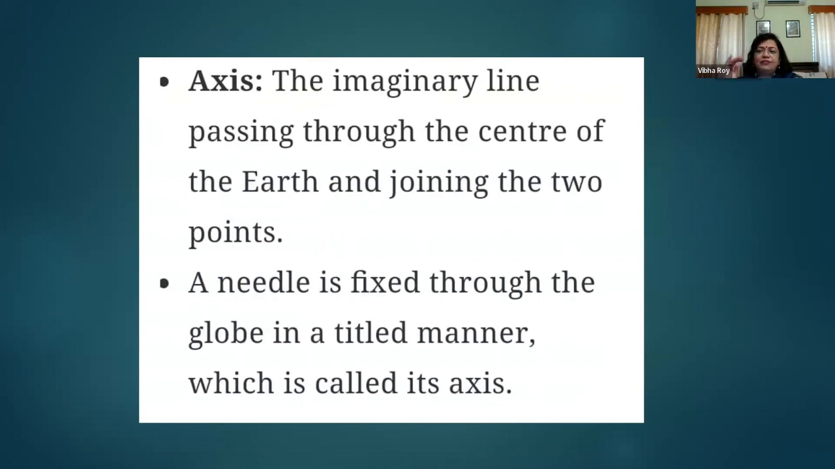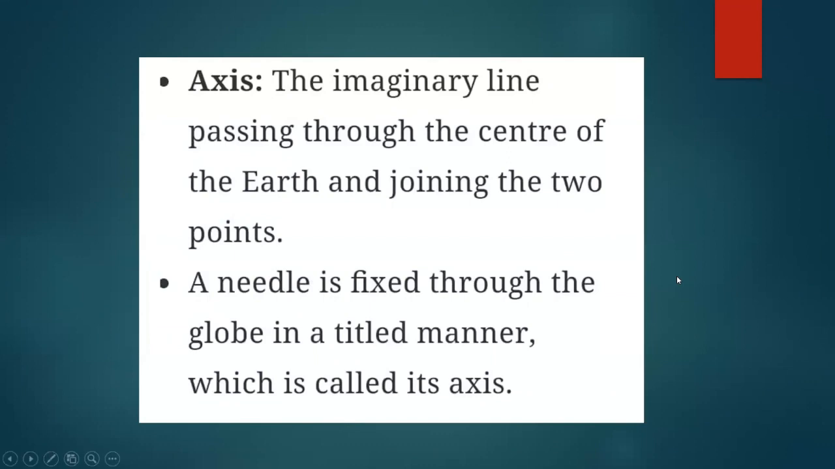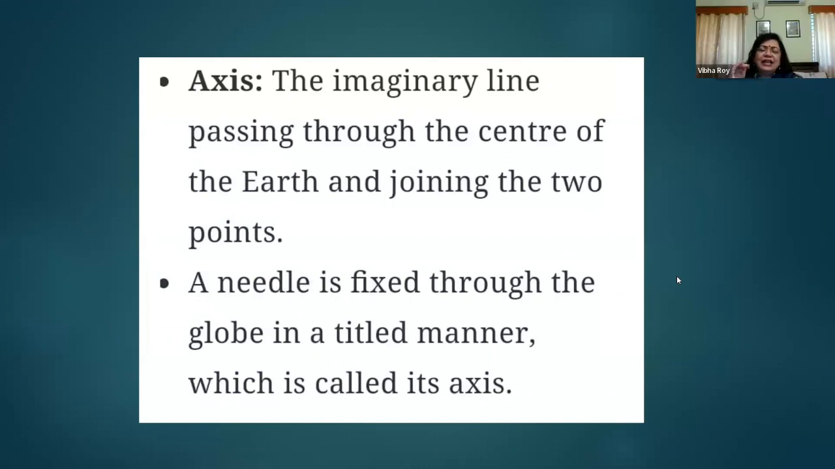So this, we have to make it very clear to them that it is an imaginary line that passes through the center of the earth and it joins the two points on top and bottom. Now a needle is fixed through the globe in a tilted manner, which is called an axis.